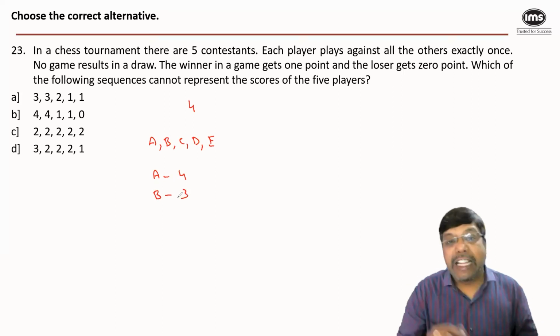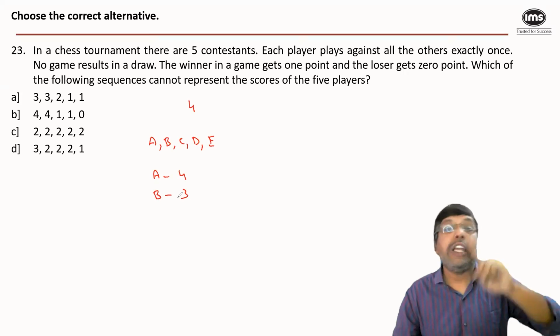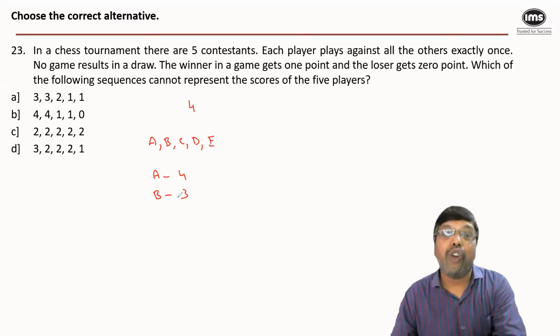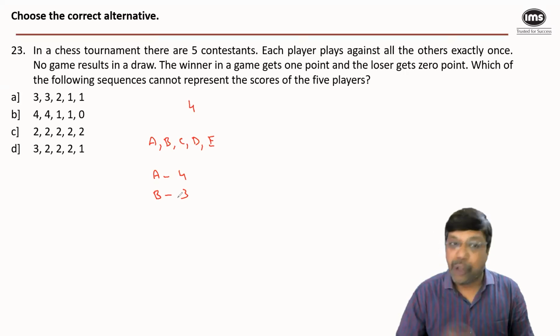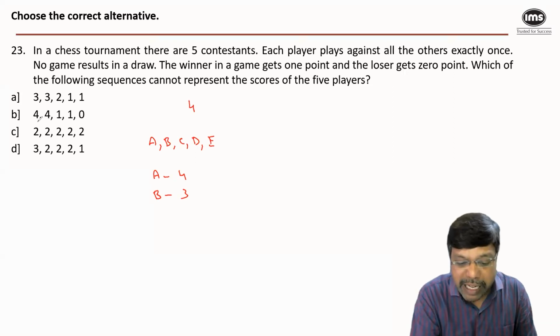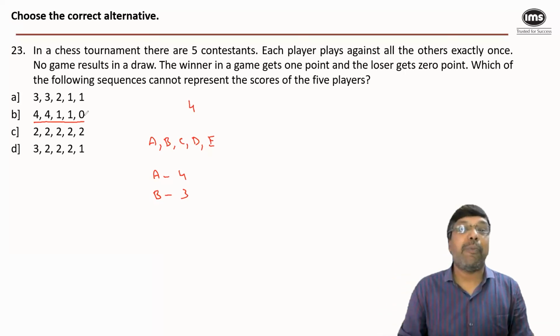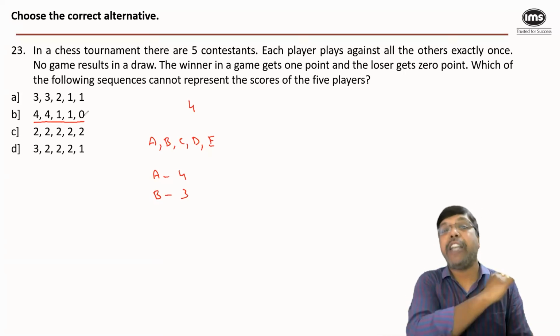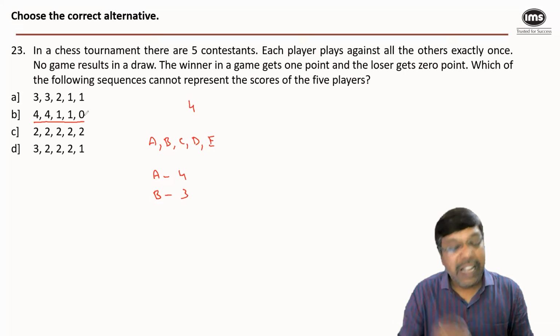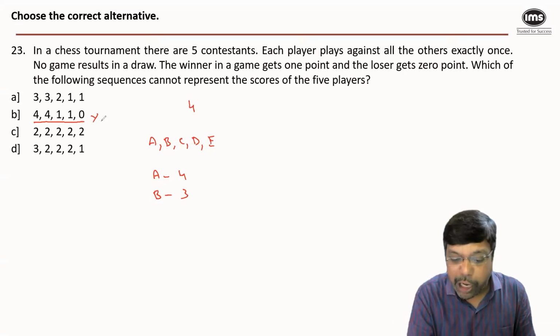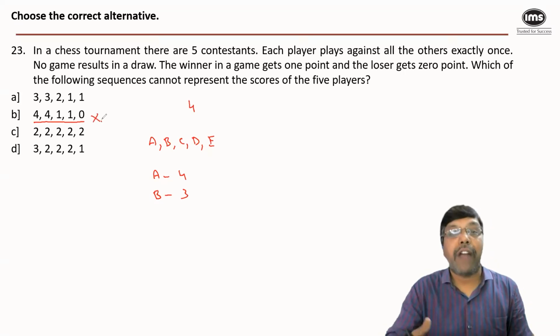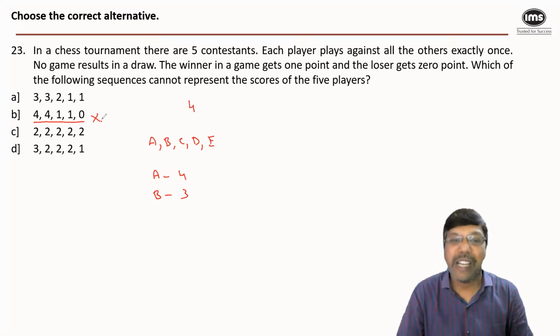So, there is a possibility of only 1 person ending the tournament with 4 points. Whereas in answer option B, it is showing that there are 2 players who ended up with 4 points. That's practically not possible. Hence, option B cannot be the scores of the 5 players at the end of the tournament.